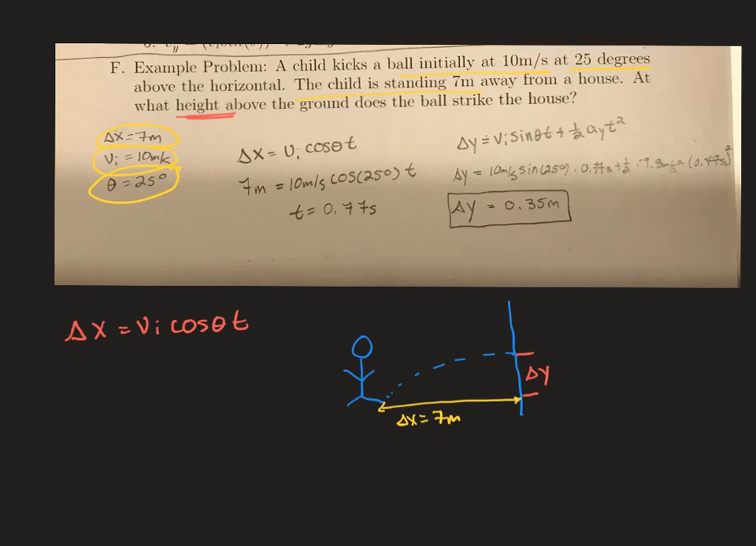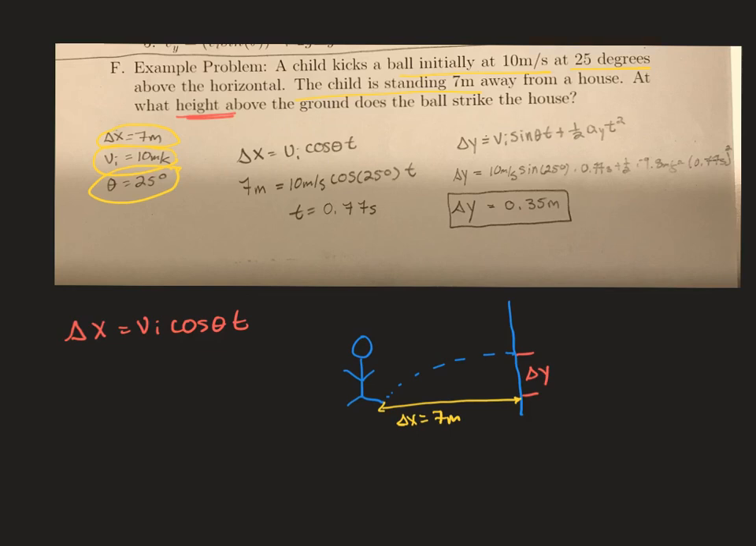I then used the relationship that the change in the y direction is equal to the initial velocity times the sine of theta times time plus 1/2 times the acceleration times time squared. So I'm going to plug in 10 meters per second times the sine of 25 times our 0.77 seconds plus 1/2 times the negative 9.8 meters per second squared, because that's acceleration in the y direction, times 0.77 seconds squared. And that's going to give me 0.35 meters.